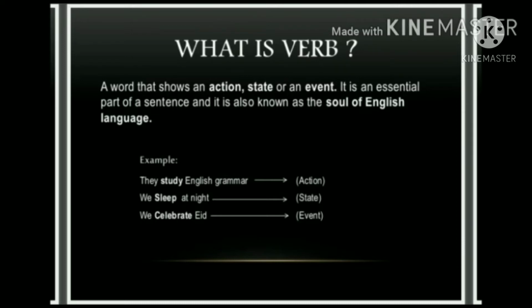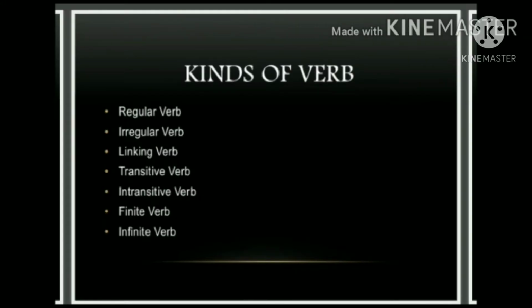Example: they study English grammar. That is an action that is indicated in it. We sleep at night. That's showing a state. And the third example, we celebrate Eid. That is an event. Kinds of verb. First, regular verb, irregular verb, linking verb, transitive verb, intransitive verb, finite verb, infinite verb. Now we will be understanding each topic one by one.